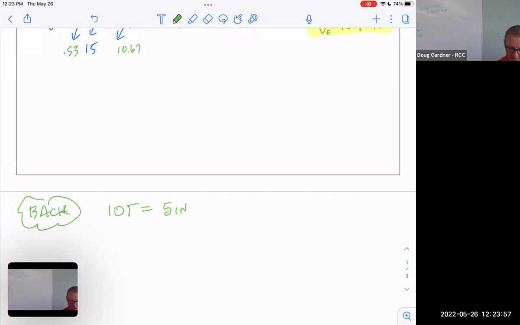So if that back is a 10 tooth cog, that means it's a 5-inch circumference. And since that's equal to 2 pi times radius, if I take 5 and divide by 2 and divide by pi, I only get a radius of 0.796. So the radius of the cog in the back is 0.796 inches, way smaller.